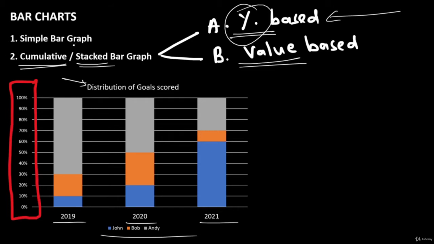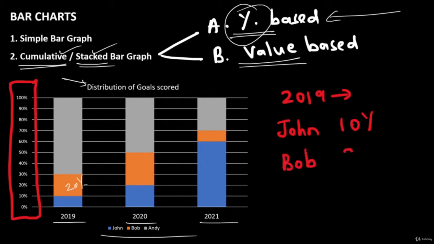Moving on to this part where it's described as a cumulative or stacked bar graph. Let's take the year 2019 and look at the data over here to understand what it means. So in the year 2019, you can see that John covered 10% of the goals, or John scored 10% of the goals. Now, Bob scored the remaining over here, right? That's 10 plus 10, which is 20. So Bob has scored 20% of the goals, right?